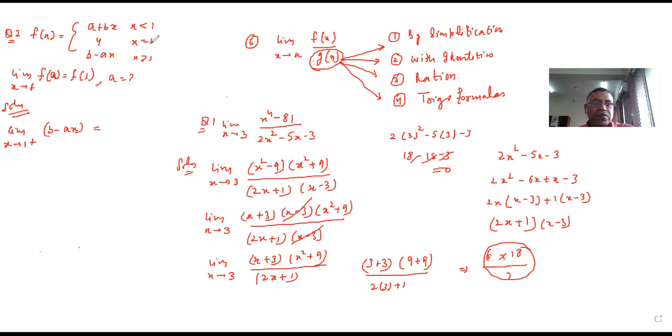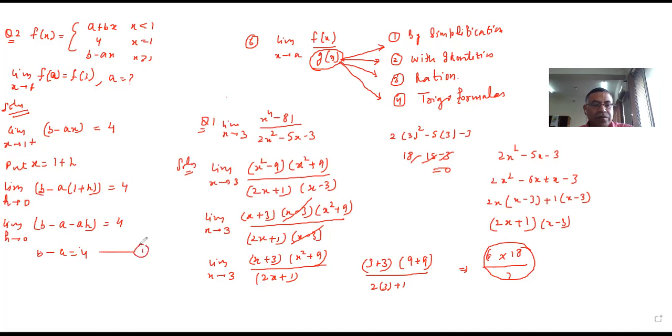f of 1 means when x is equal to 1, the value is 4. So I'm going to write it here as 4. Put x is equal to 1 plus h. Limit h tends to 0, substitute the value of x. This is 1 plus h equal to 4. Limit h tends to 0, b minus a minus ah equal to 4. Now substitute the value of h. So this is b minus a is equal to 4. Take it as number 1. Now I will move to the negative limit to get the second equation.